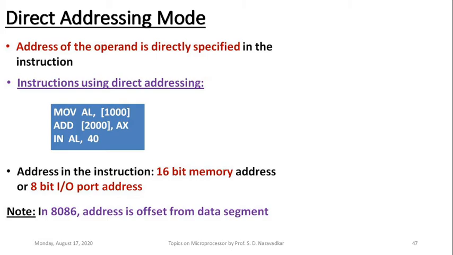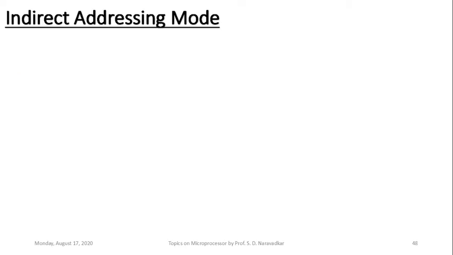Okay, then at the bottom, the last line, the note. In the 8086 processor, the address is the offset from the data segment. As it is the direct address, it is the offset from the defined data segment. One should always remember this. Then the fourth addressing mode is the indirect addressing mode.